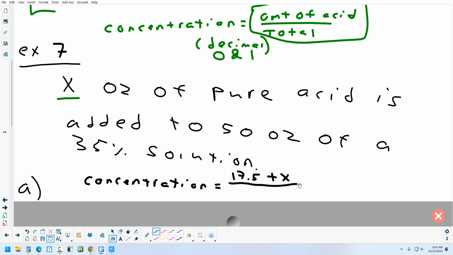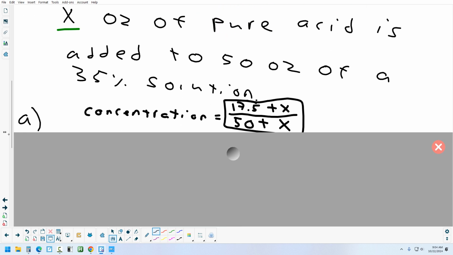Okay. The total is, well, how much liquid did we start with in our mixture? 50. Started with 50, and how much liquid did we add to it? X. So there is a new formula for the concentration. So if you tell me you added 10 ounces of acid, I would take 27.5, divide by 60, and that would be my new concentration.